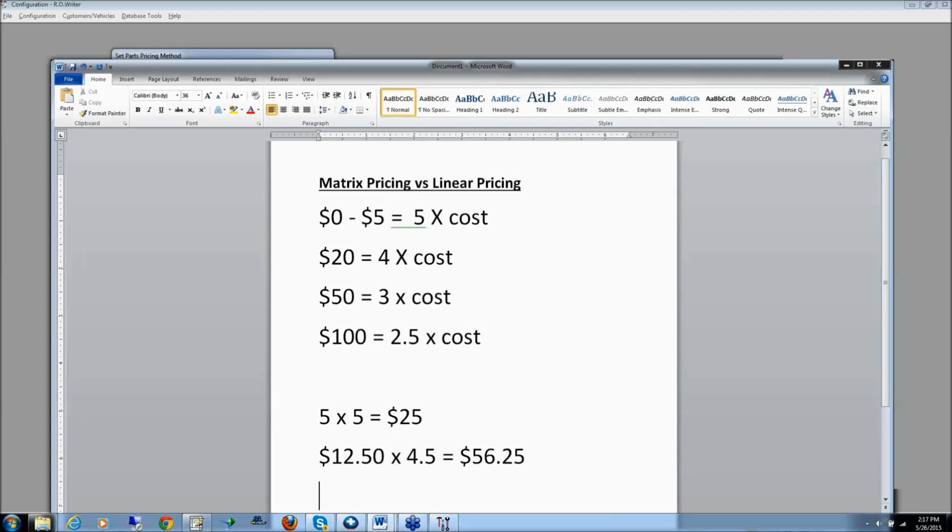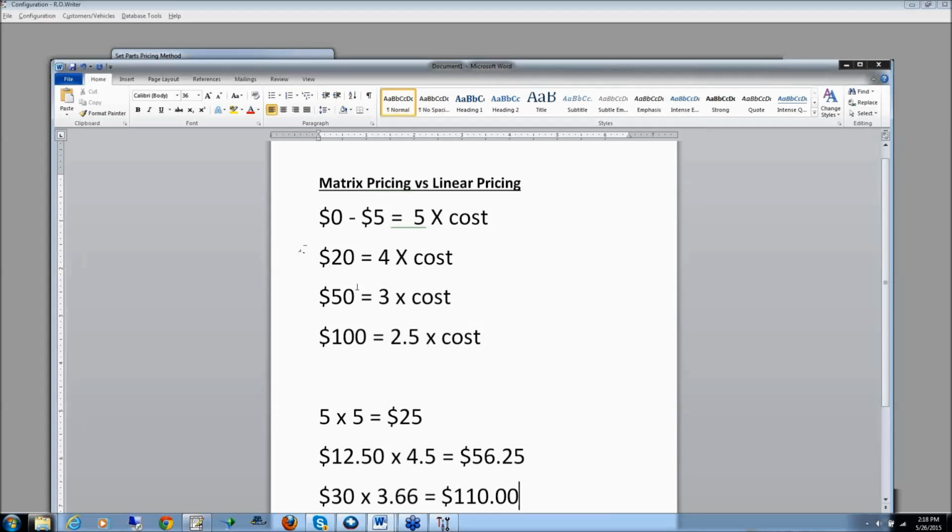How about a part that costs $30? Through the old matrix, we would typically have marked that up 3 times because it fell in the bucket between 20 and 50. So a $30 part is a third of the way from here to here. A third of the way from here to here would be 3.66, as opposed to selling it for 90 using a traditional matrix, that ends up being $110 at sell price based upon using what we call linear pricing.